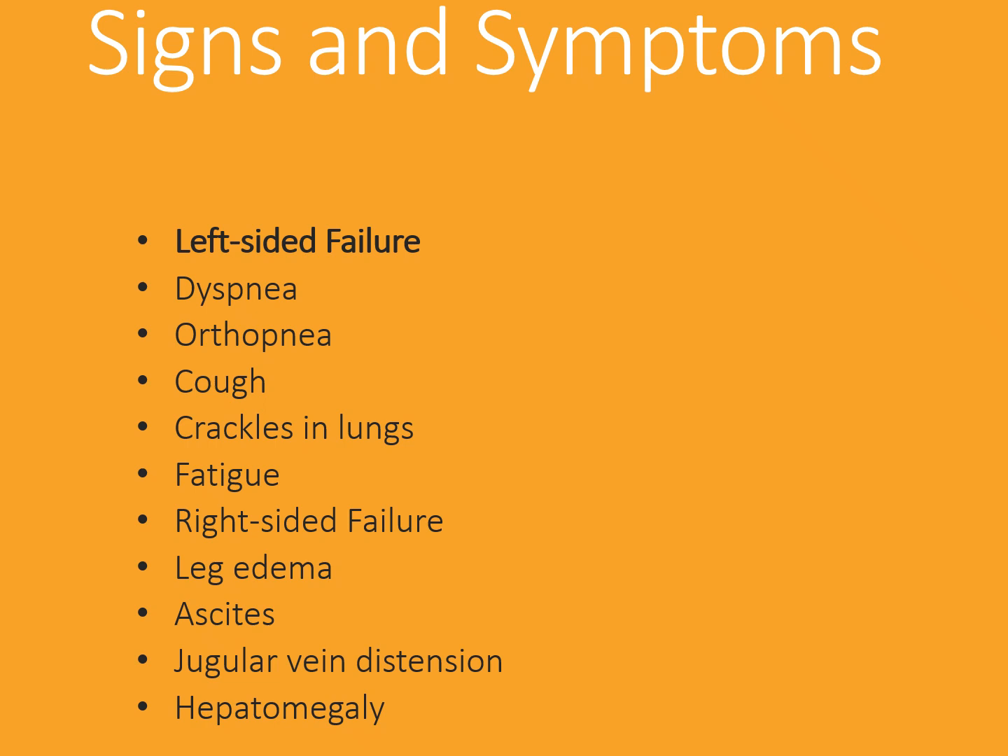Then let's look at the right-sided. Since blood will backflow into peripheral tissues, we are going to have leg edema, ascites, then distension of the jugular vein, and hepatomegaly. So this is cardinal for exams. Try to keep as much of this as possible in mind, so that in case you come across these questions, you can take them down easily.